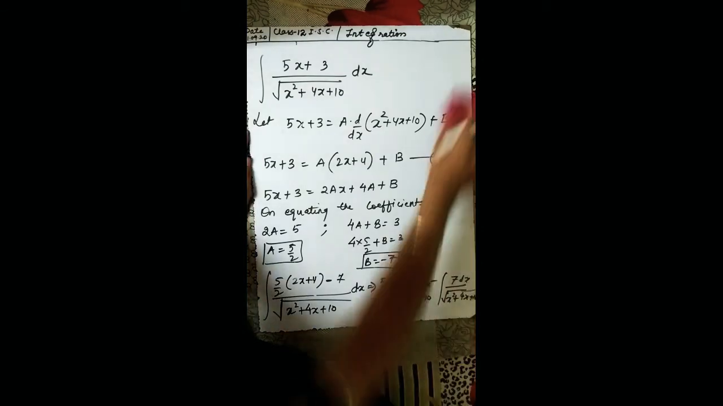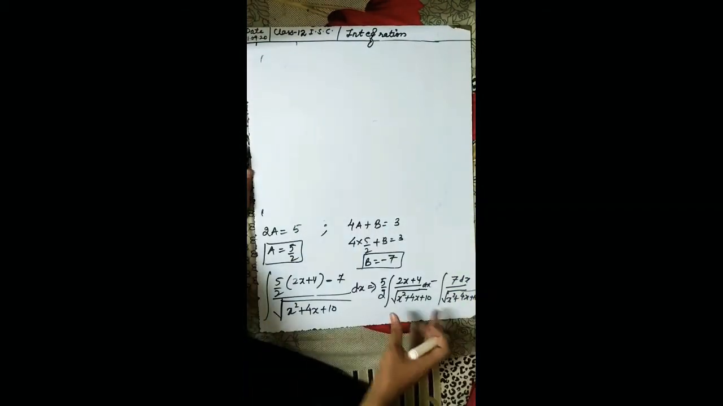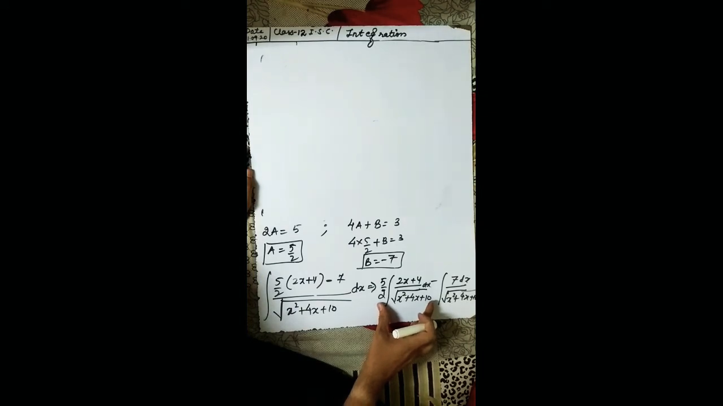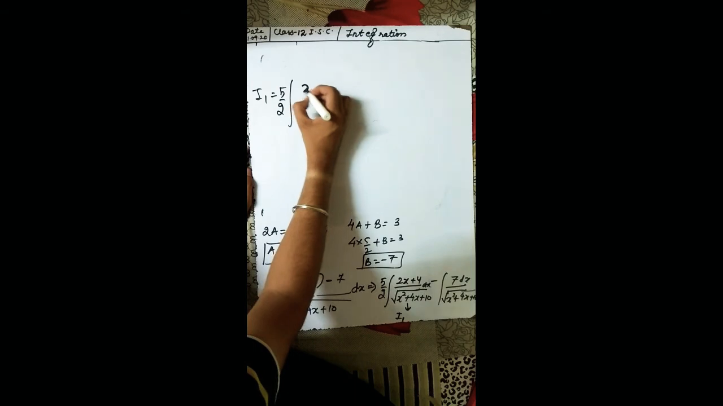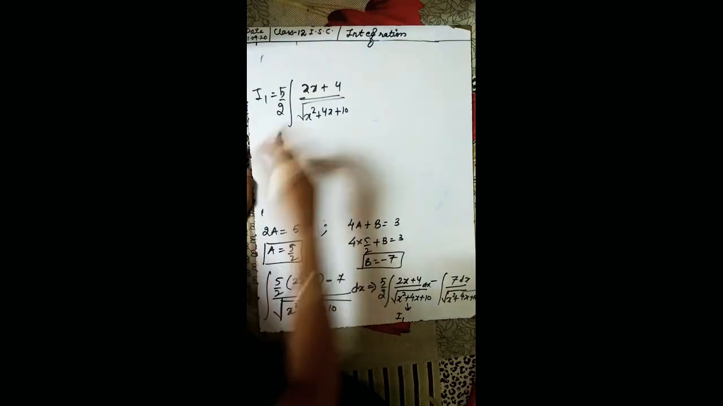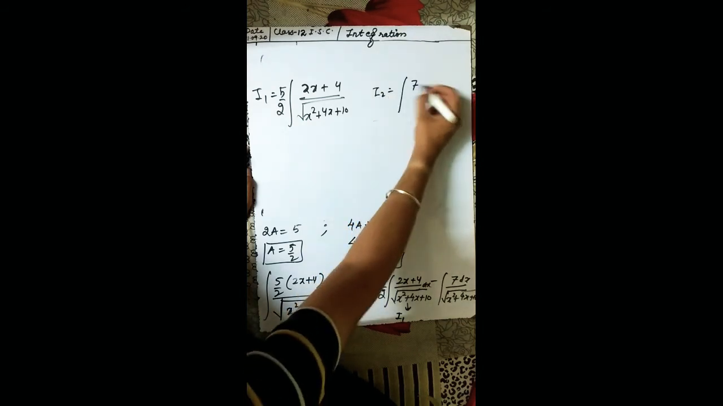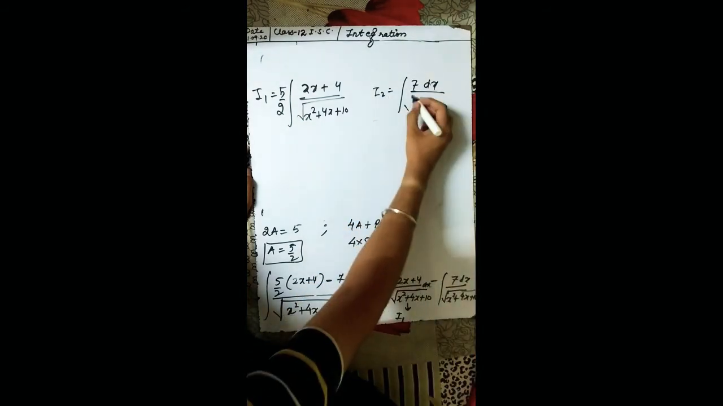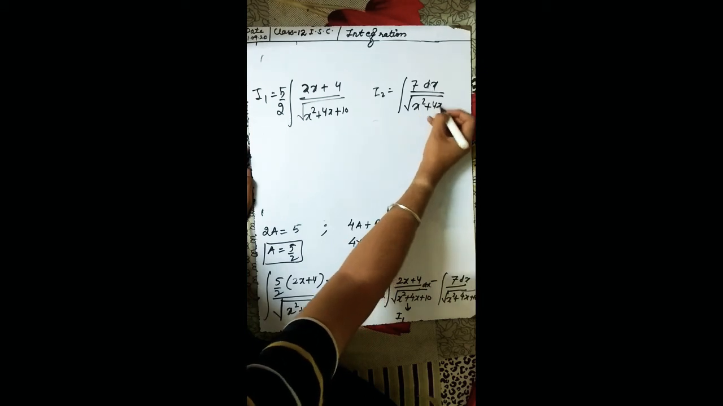Okay, now what to do? You know what to do after this. We have to integrate this and this. Let this be I1 and this be I2, and integrate them separately. It would be very hodgepodge to do it in the same step. Why are we doing so?